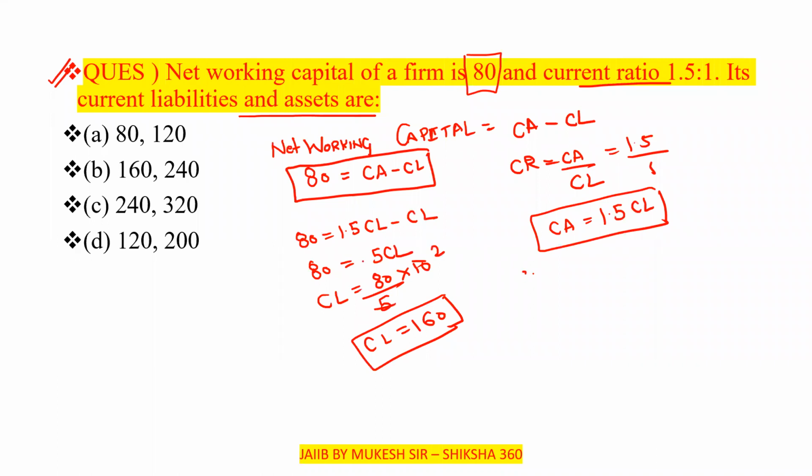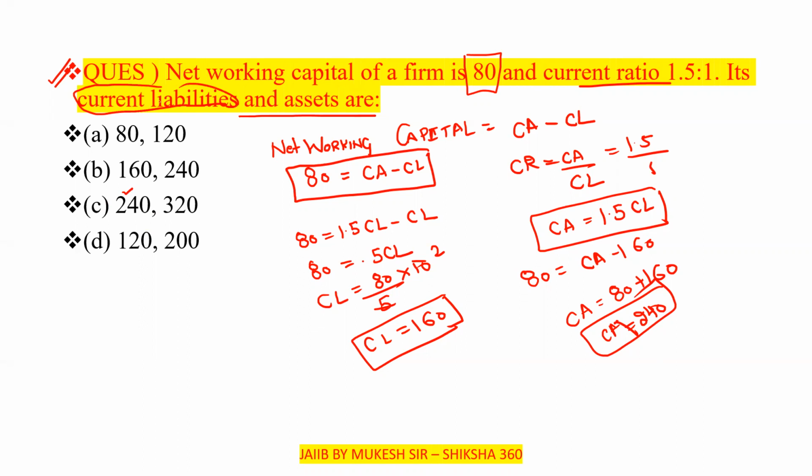And what is the current asset? 80 is equal to CA minus 160. So current asset is equal to 80 plus 160, which is 240. Clear? First, they are asking current liability. Many of you take option C, that is 240, but here it is 320. Sometimes they give 160 here, so it is a little bit confusing. So what will be the answer? Please remember, current liability is 160 and current asset is 240, clear?